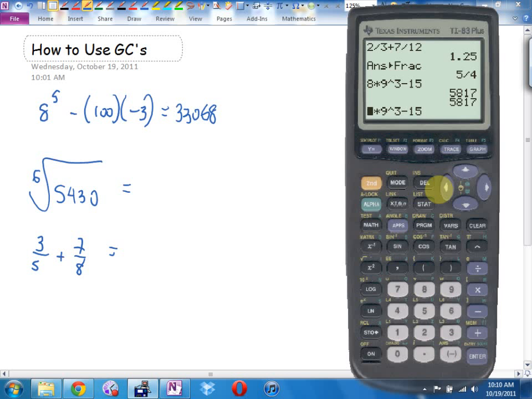I said I wanted to change the 8 to a 7. I can delete the 8 with the delete button right here. Then second function insert, which is shift delete, put a 7 there. As a matter of fact, if you go second function enter, keep hitting second function enter. It remembers the last 20 lines, I believe, that you've typed.